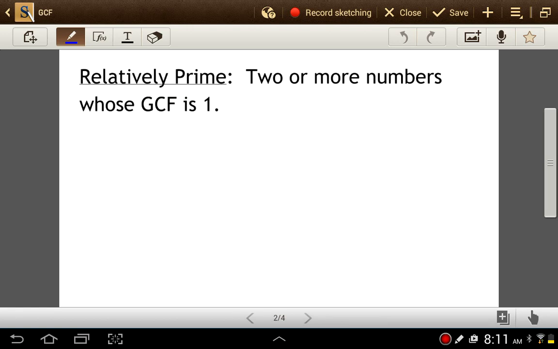Okay, we have one definition today. We have the definition of relatively prime. Relatively prime means two or more numbers whose GCF is 1. So they don't have to be prime numbers, but their GCF, or the greatest number they have in common, is 1. An example would be 4 and 6. 4 and 6 are relatively prime. They have nothing in common except for 1. Neither of those are prime numbers, so they're called relatively prime. Compared to each other, the only thing they have in common is 1, and that's what relatively prime is. Make sure you write down that definition, and I'm going to go on to our first example.